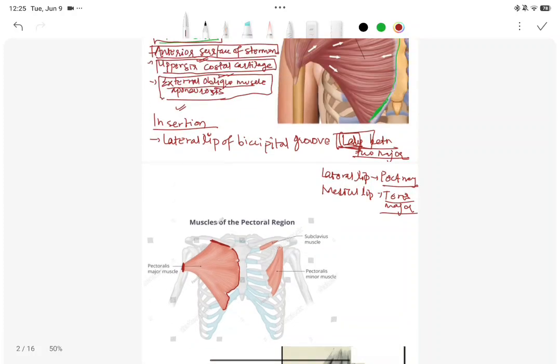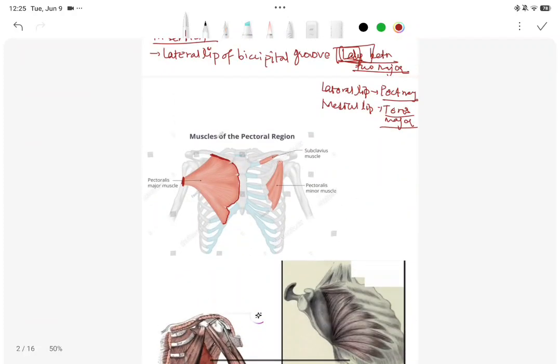Next, the action and the nerve supply. The nerve supply of pectoralis major: it is supplied by the lateral and medial pectoral nerves. So the lateral and medial pectoral nerves supply the pectoralis major. The lateral pectoral nerve is a branch of the lateral cord of the brachial plexus, while the medial pectoral nerve is a branch of the medial cord of the brachial plexus.